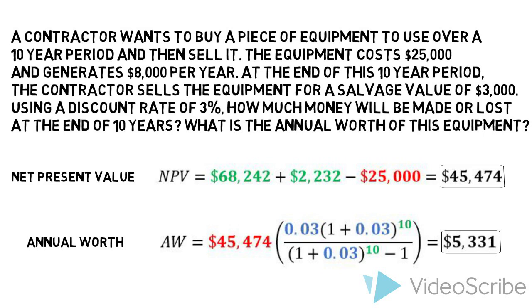$5,331. This means that the contractor will be making an annual worth of $5,331 per year for 10 years if the profit is dispersed evenly over the 10-year period.